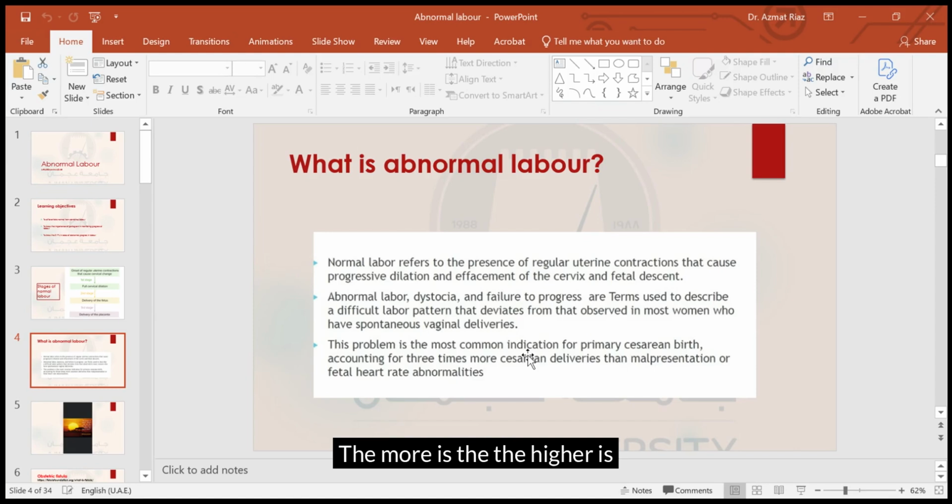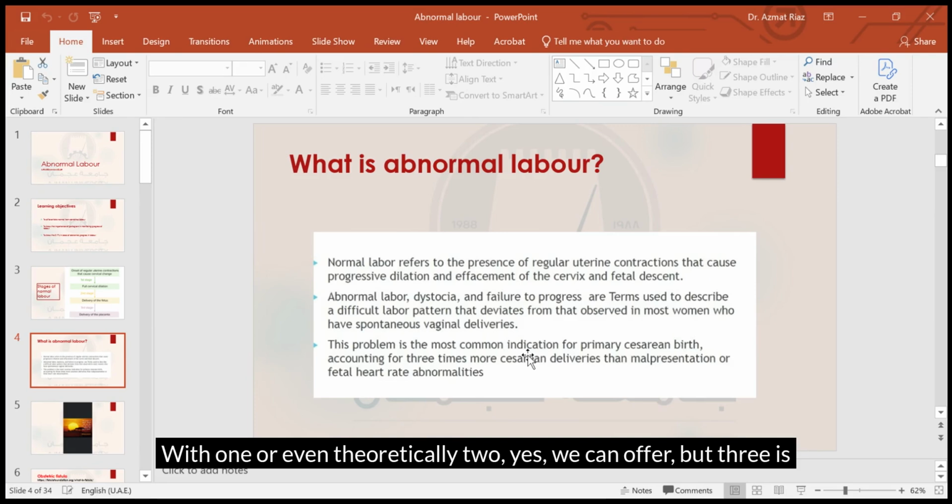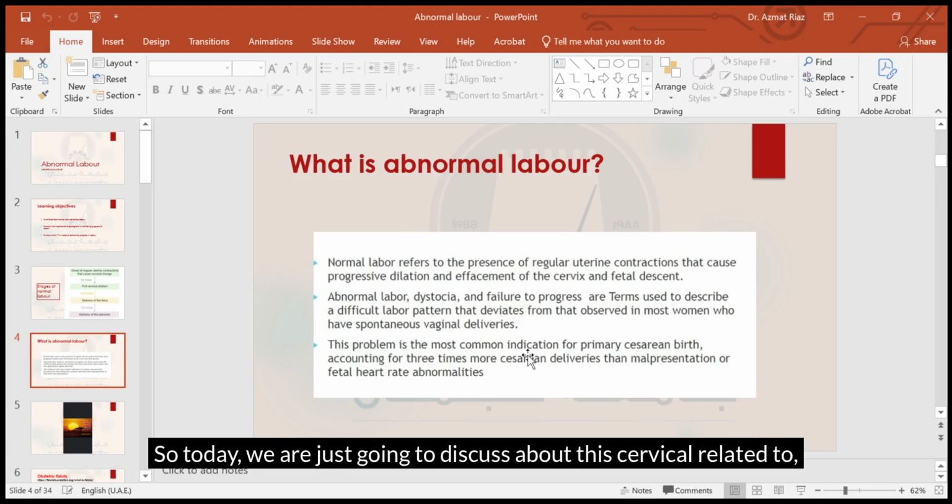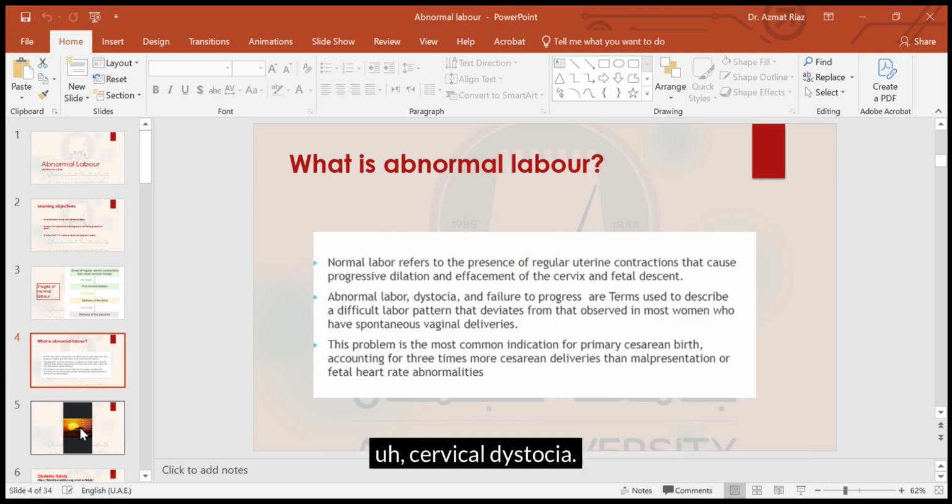The higher the number of C-sections, of course, right? With one or even theoretically two, yes, we can offer a trial of labor, but three is definitely again a C-section. So today we are just going to discuss cervical dystocia.